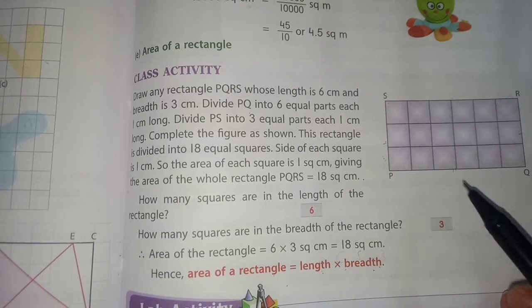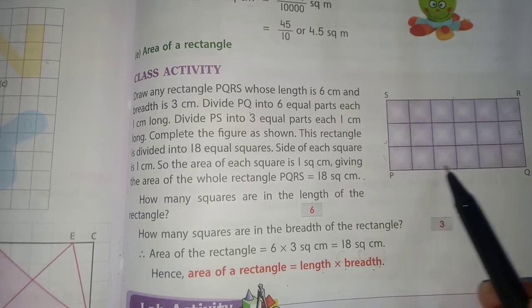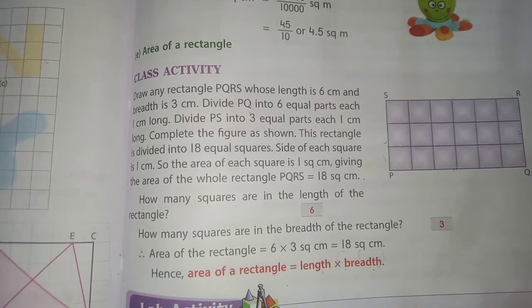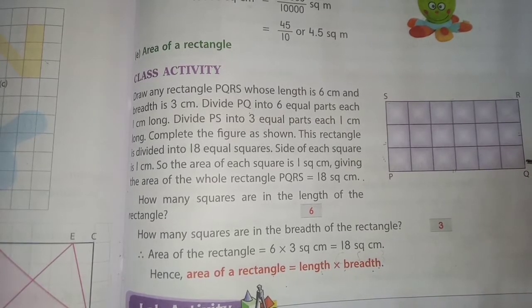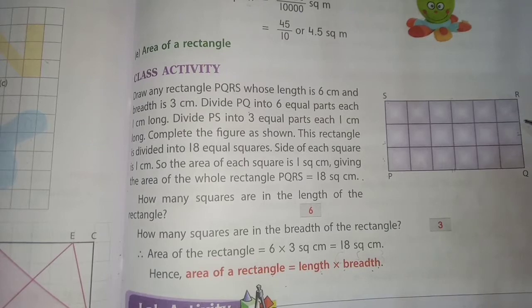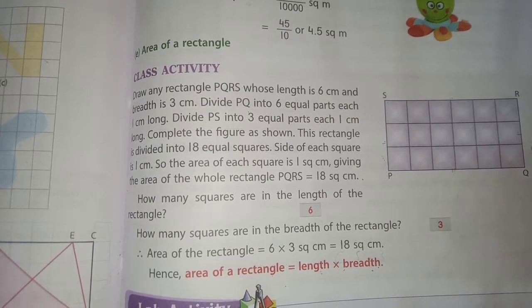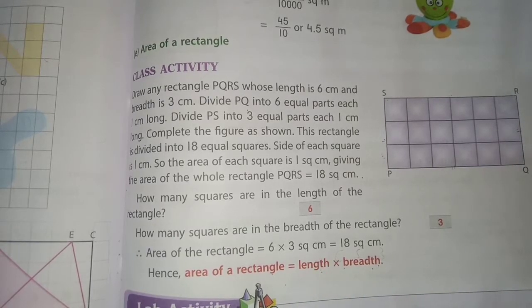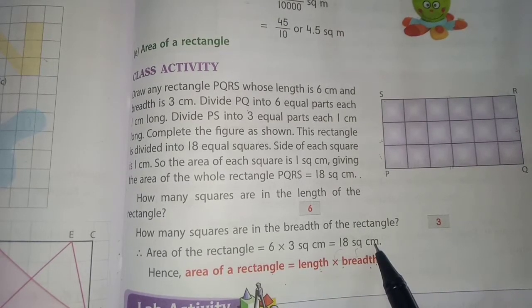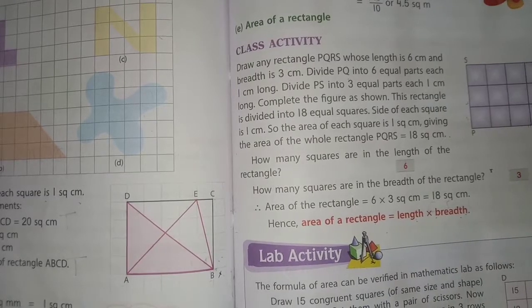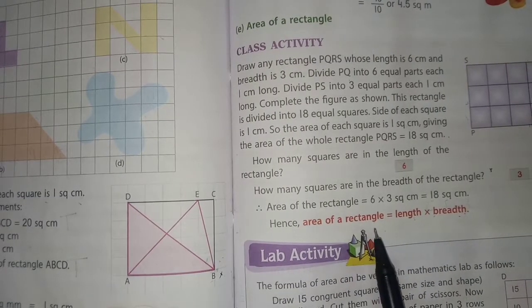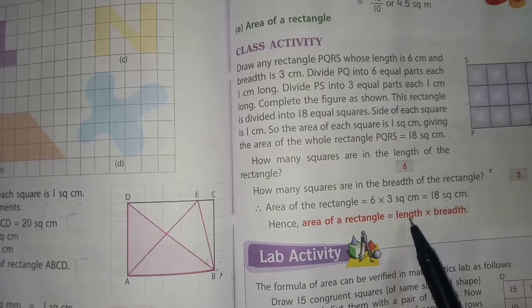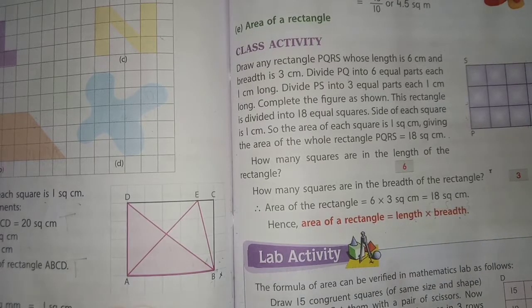If we ask how many squares are in the length of the rectangle, you will count and say 6. And how many squares are there in the breadth of the rectangle? It is 3. Therefore, the area of the rectangle is 6 multiplied by 3 square centimeter, that means 18 square centimeter. So that is why when we have to find the area of a rectangle, we use the formula length multiplied by breadth.